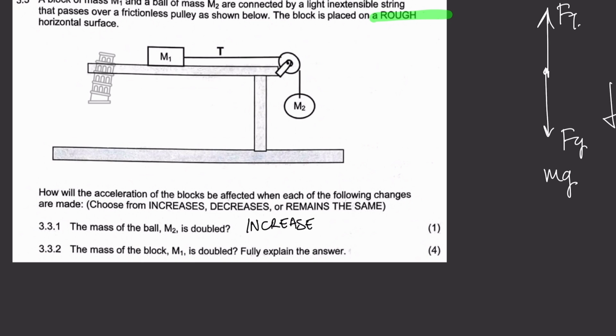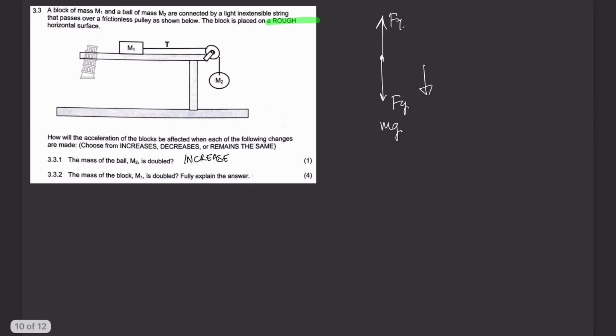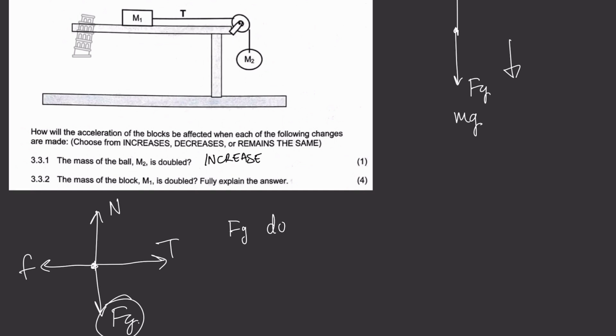The mass of the block M1 is doubled. And now for 4 marks, I want you to fully explain. Okay, so let's look at what will happen first. So M1, right, there's tension there, there's friction, there is a normal, and then there's gravity here. If you double the mass, so if Fg is doubled, that means since the system is not moving up or down, Fn is going to increase as well. It's actually going to double.